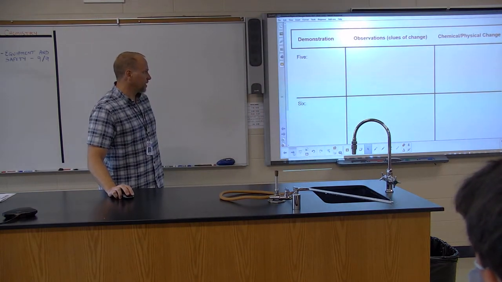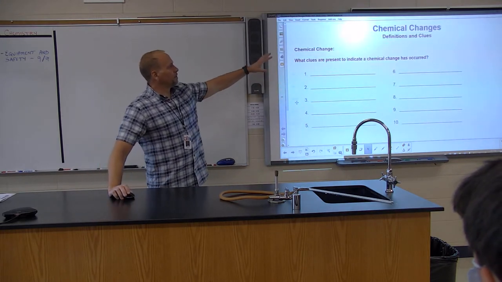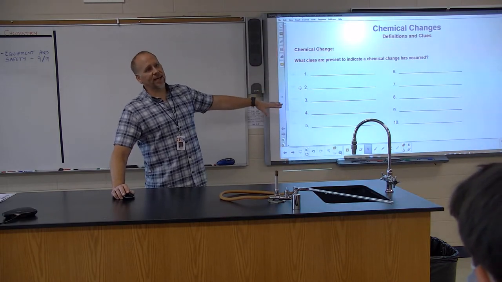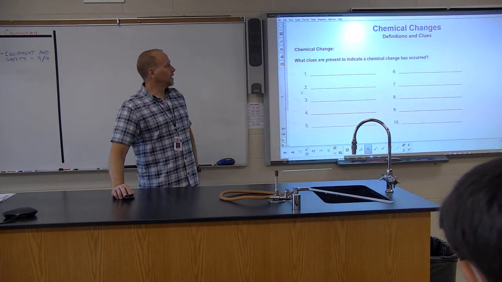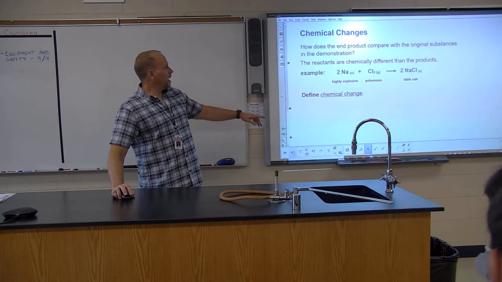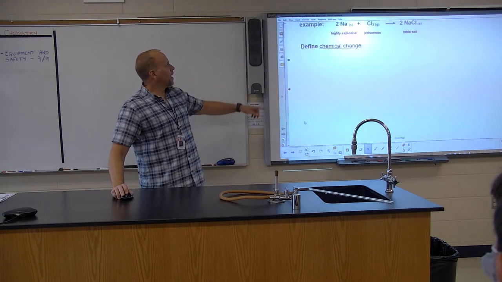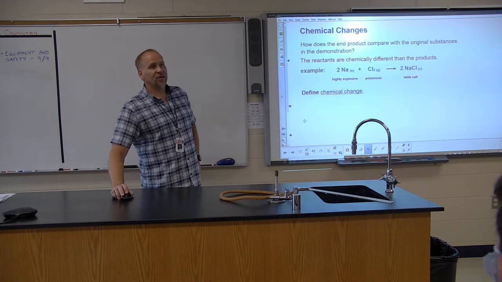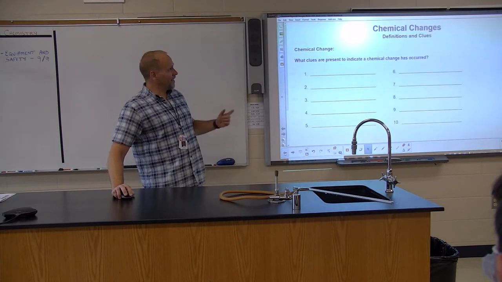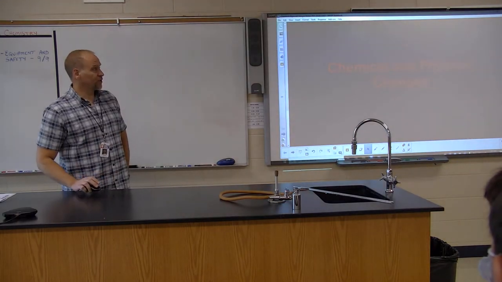The front page looks like this, and what we're trying to do is come up with some clues that indicate a chemical change has taken place, clues that indicate a physical change has taken place. We're going to compile that list of chemical and physical clues, and then we are going to come up with our definition of what a chemical change and a physical change is. We're going to get there by going through these 10 demonstrations first.